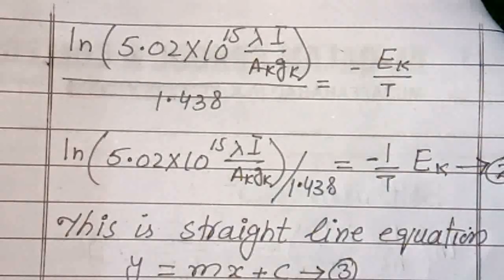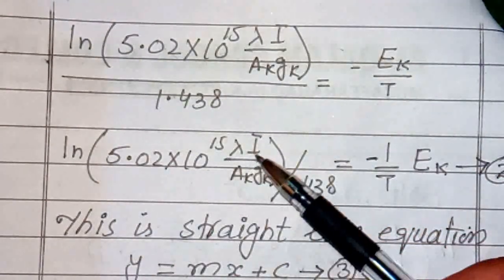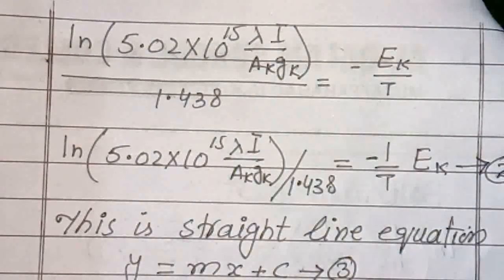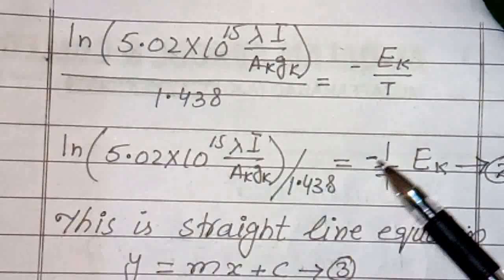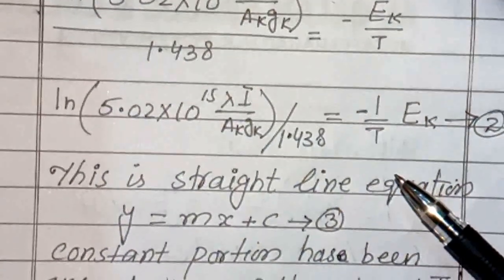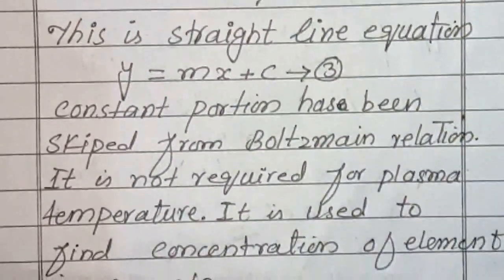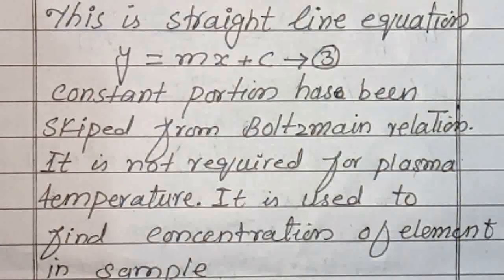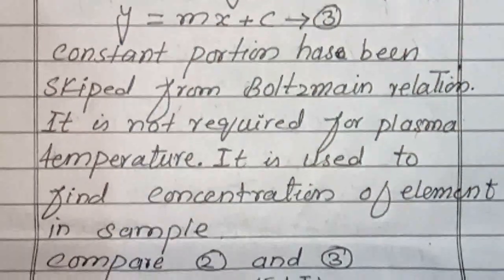By rearranging the above relation, we get natural log of 5.02 into 10 power 15 lambda I divided by Aki gk, whole divided by 1.438, which is equal to minus 1 over T into Ek. This is the equation of a straight line, y is equal to mx plus c. The constant portion in the Boltzmann plot has been skipped. It is not required for plasma temperature. We use it to calculate the concentration of elements present in the sample.